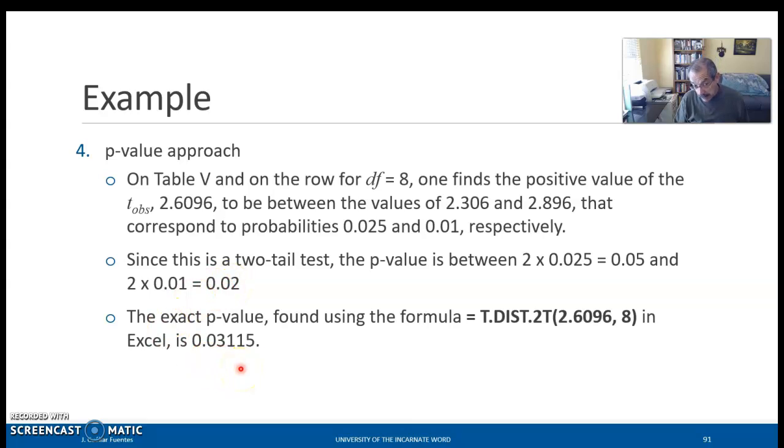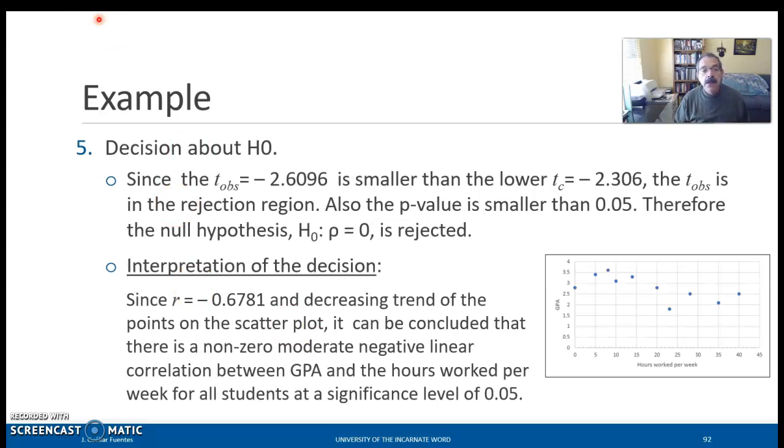So if you'd like to find the exact p-value, you can use this formula in Excel, and you find that it is 0.03115. All right, so with this, we complete step 4. Then in step 5, we make a decision about the null hypothesis. So since the t observed of minus 2.096 is smaller than the lower critical value, then t observed is in the rejection region. Also, we know that the p-value is smaller than 0.05. So following either approach, we know that the null hypothesis should be rejected.